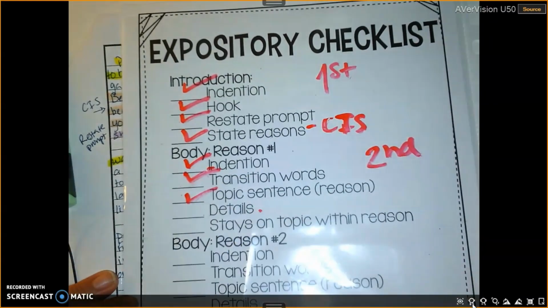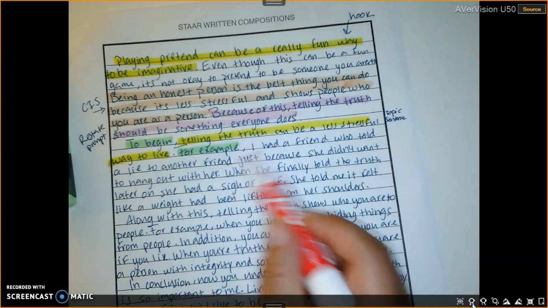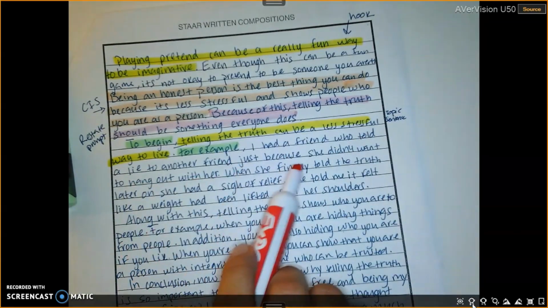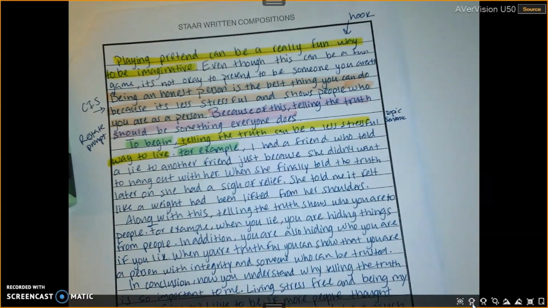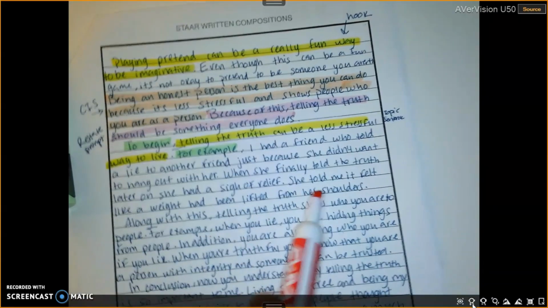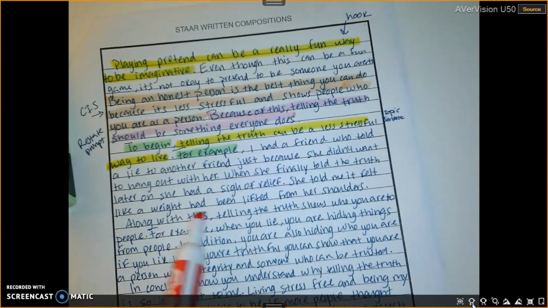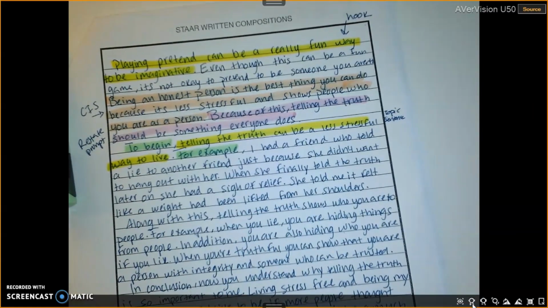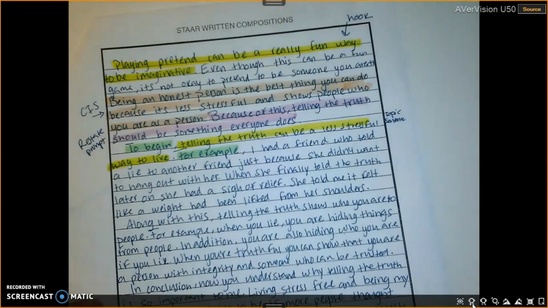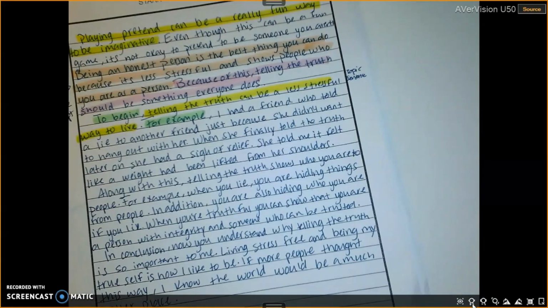Did I give some details? Let's see. For example, I had a friend who told a lie to another friend just because she didn't want to hang out with her. When she finally told the truth later on, she had a sigh of relief. That's a detail. She told me it felt like a weight had been lifted from her shoulders. That's another detail. So I definitely gave some details. So I get my check. Now, did I stay on topic? My reason was telling the truth can be a less stressful way.